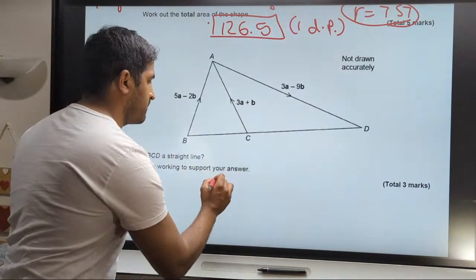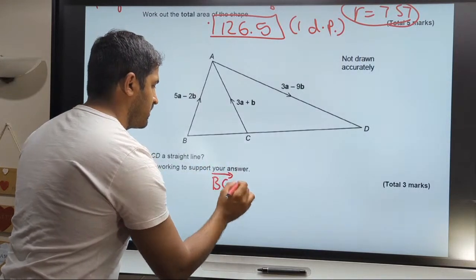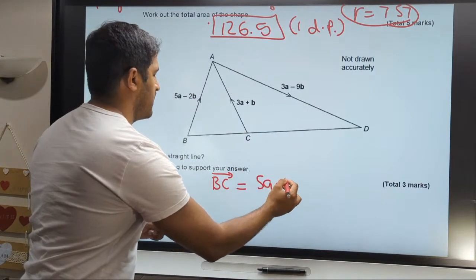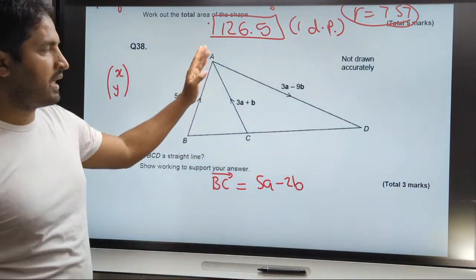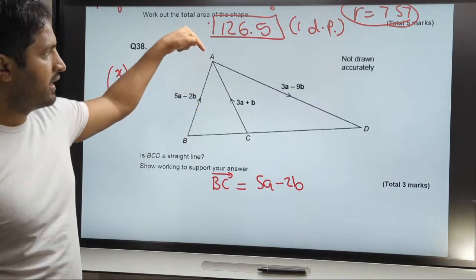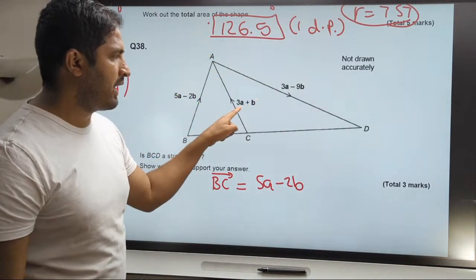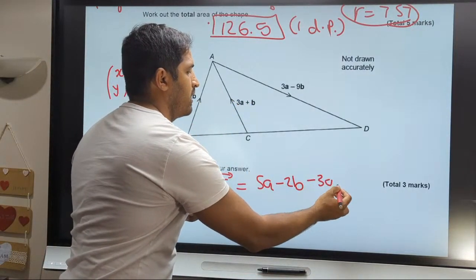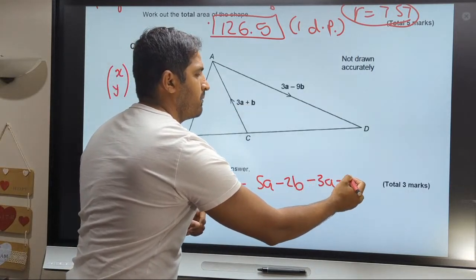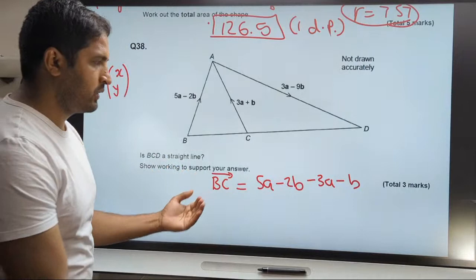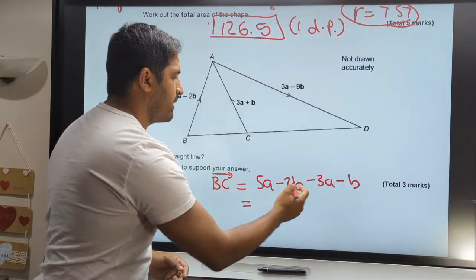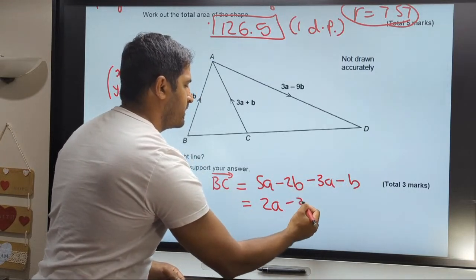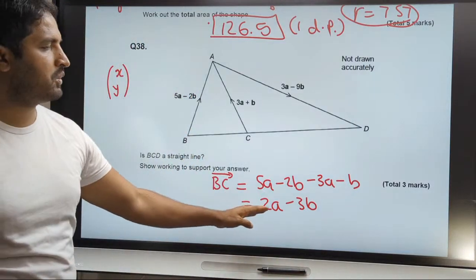So let's say what's vector BC going to be. If you go from B to C, I'm going 5A minus 2B. That's going in the same direction. There's arrows telling you which direction. I'm going against that direction, so whatever that vector is, we're going to be doing the opposite of that. So that's 3A, so we're going to have minus 3A. And that's positive B, so we're going to have minus B. When you collect the letters together, we get 5A minus 3A, so that's 2A, and minus 2B and minus B gives you minus 3B. Okay, so vector BC is going to be 2A minus 3B.